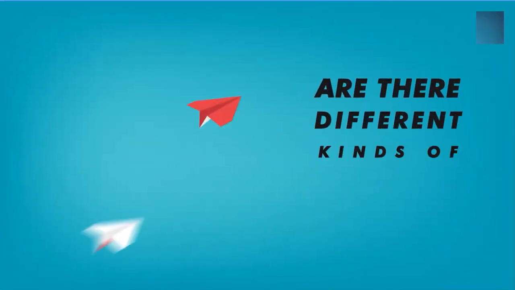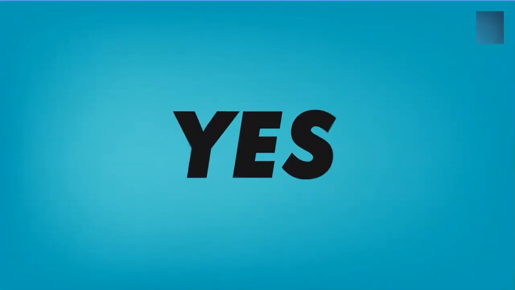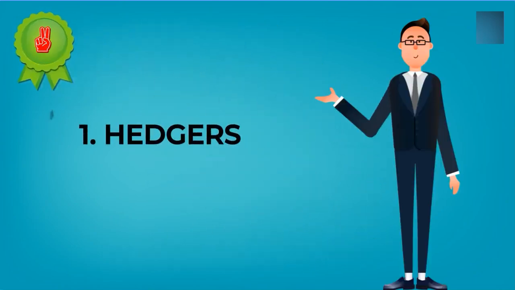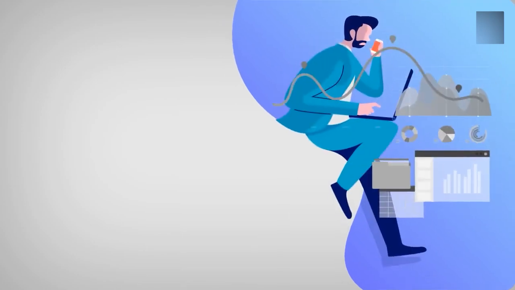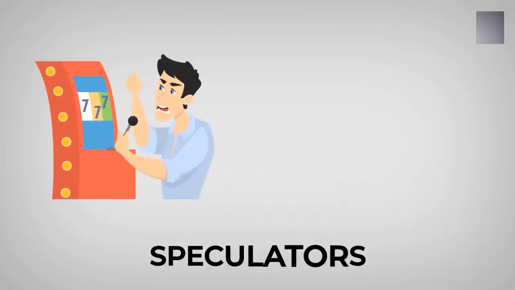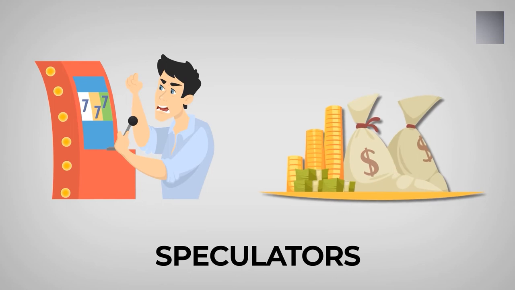So, are there different kinds of futures contract? Yes, there are two kinds of a future contract, the hedgers and the speculators. The hedgers have the aim of making their duties in their businesses stable, but they do not focus on the profits or the losses they make. Speculators gamble on the future prices of a specific asset in the future.